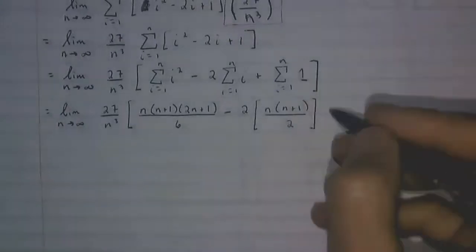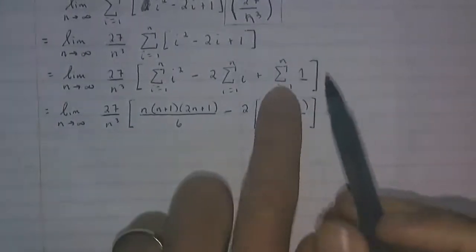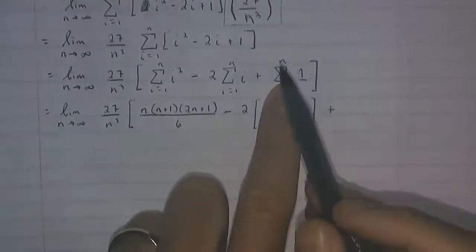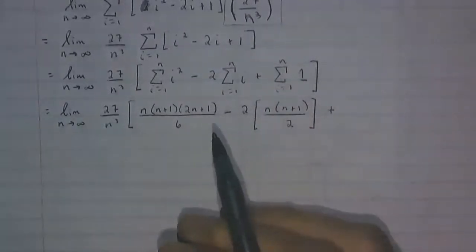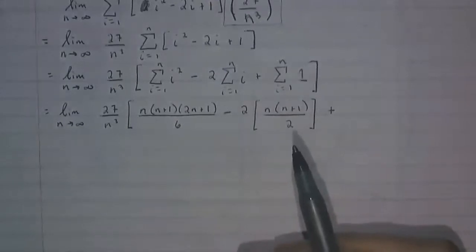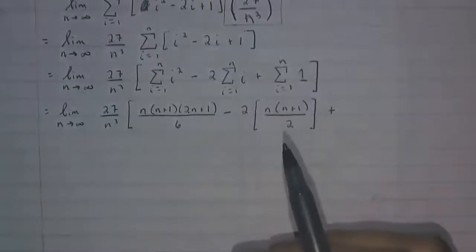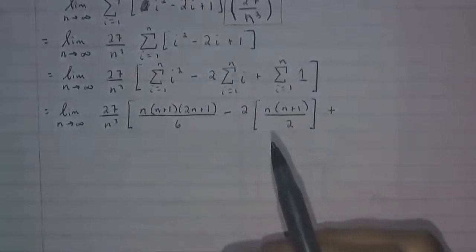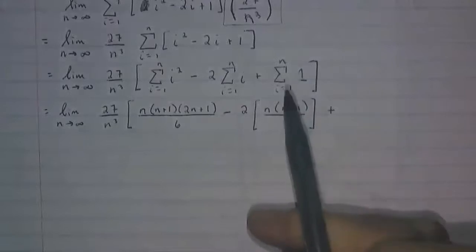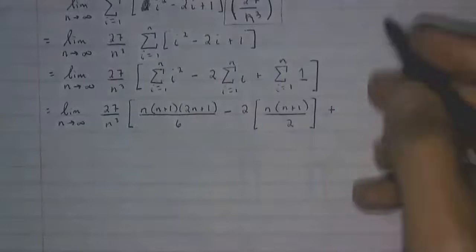And then for this final sum, yes, there's a theorem, but we'll also just use common sense. If we're adding up 1 n times, what's the result going to be there? 1 plus 1 plus 1 plus 1 plus 1 plus 1, and so on, n times. It's n. There we go.